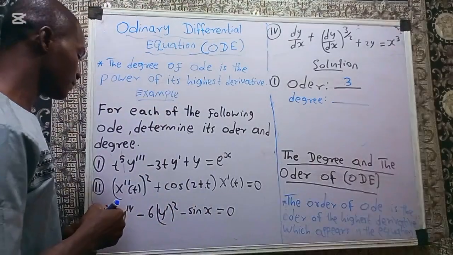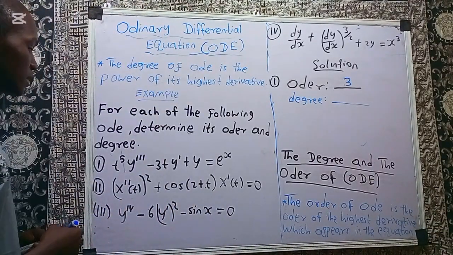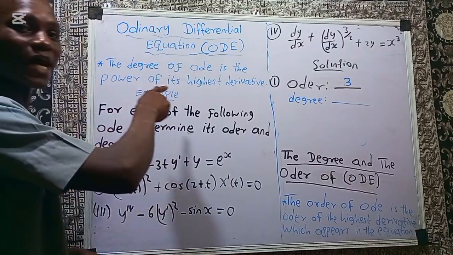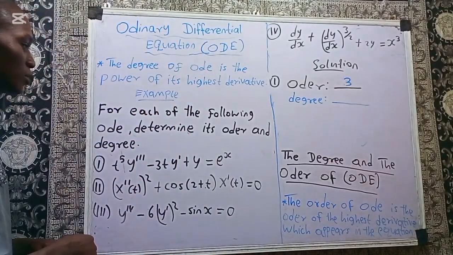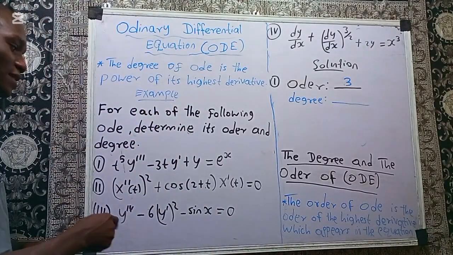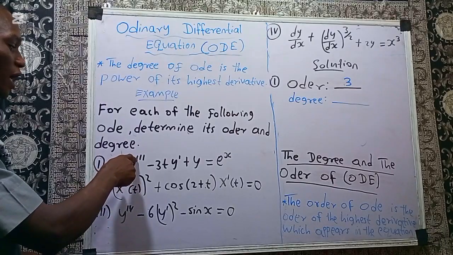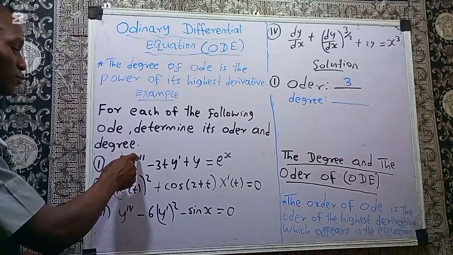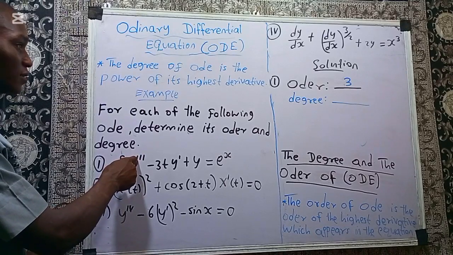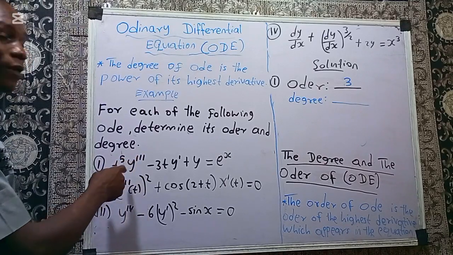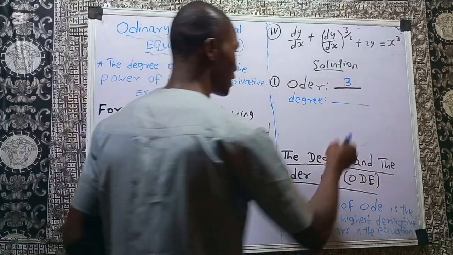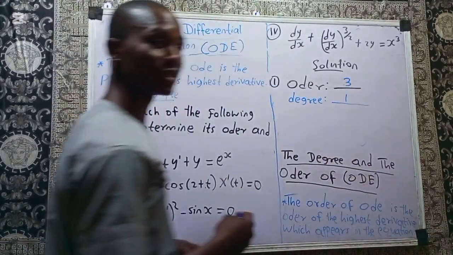Let's look for the degree. The degree, from the definition of degree, is the what? The power of the highest derivative, right? So let's look for the highest derivative. That's this y prime prime prime, right? So we're having the highest derivative here. Now what is the power of this highest derivative? The power is what? 1, right? So the degree is 1.